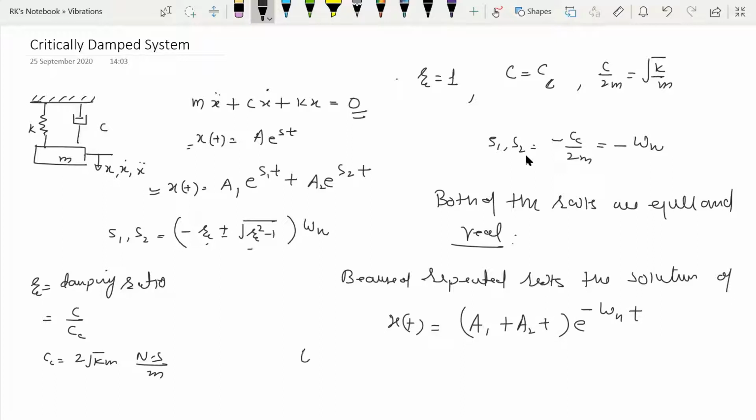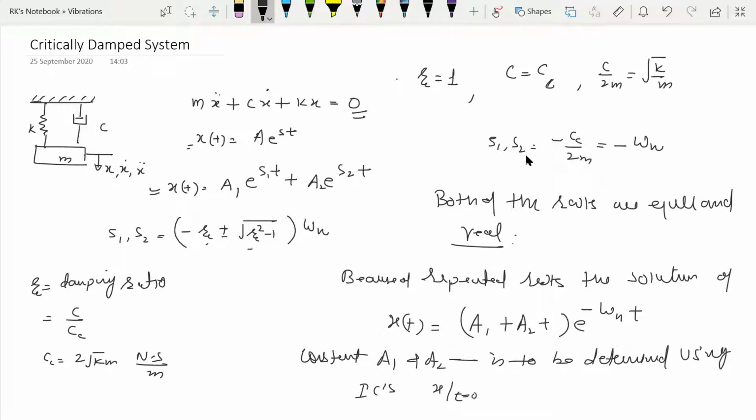So the constants a1 and a2 are to be determined using initial conditions, and the initial conditions are x at t equals 0, which is x naught, and x dot at t equals 0, which is x naught dot. This is the initial condition for the velocity, and this is the initial condition for the displacement. And this equation is the solution, right?